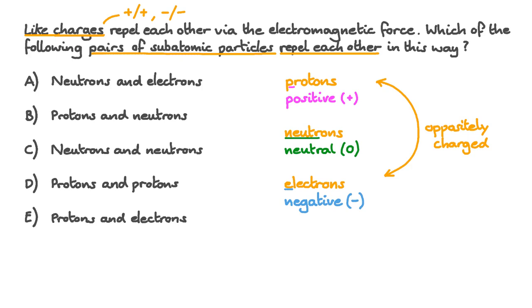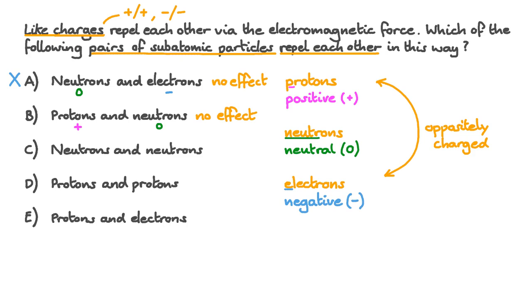It helps if you remember that protons and electrons have equal but opposite charges. Now for this question, we don't need to remember exactly how much charge protons and electrons have. All we need to know is whether they're positively charged, neutral, or negatively charged. Neutrons are neutral, electrons are negatively charged, and they won't interact via the electromagnetic force, so we definitely won't see them repel one another. Protons are positive, and as we've already seen, neutrons are neutral, therefore we shouldn't see any repulsion due to the electromagnetic force.